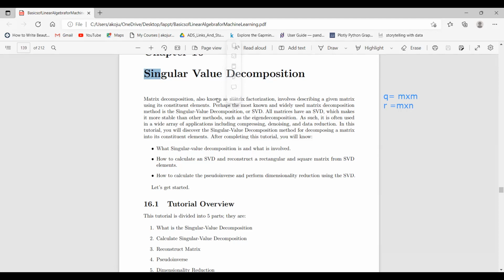So here, matrix decomposition, also known as matrix factorization. Decomposition, which can also be called factorization, involves describing a given matrix using its constituent elements. Like if you are going for eigen decomposition, A is written as Q lambda Q transpose. So Q, lambda, and Q transpose are called constituent elements.